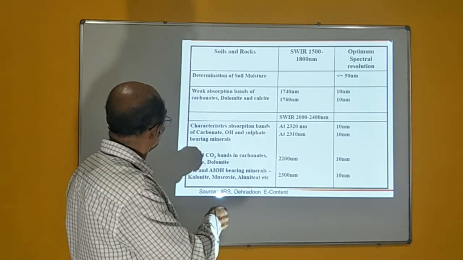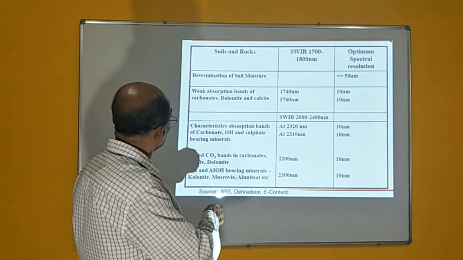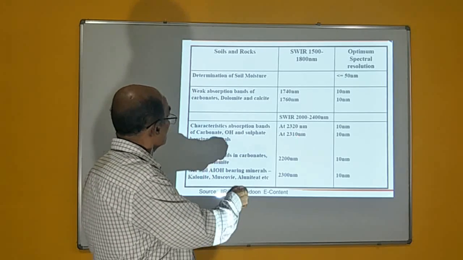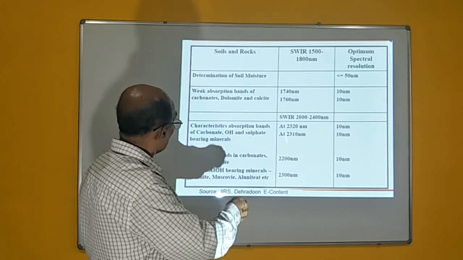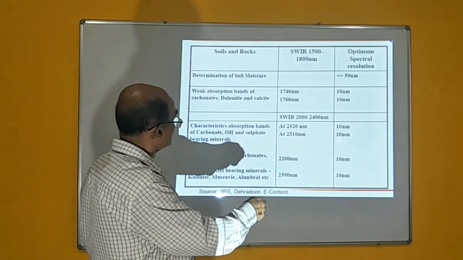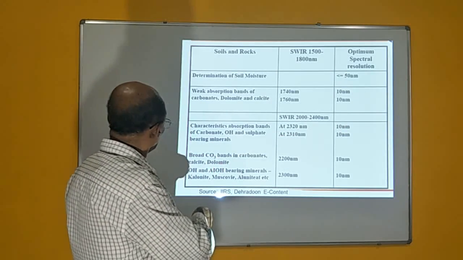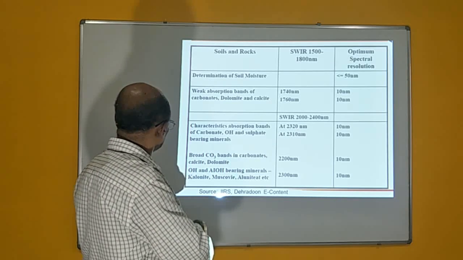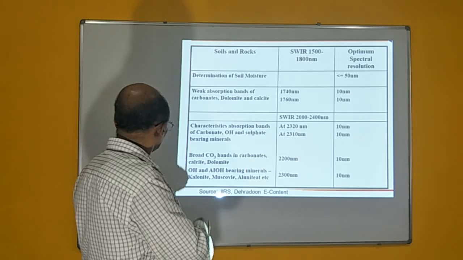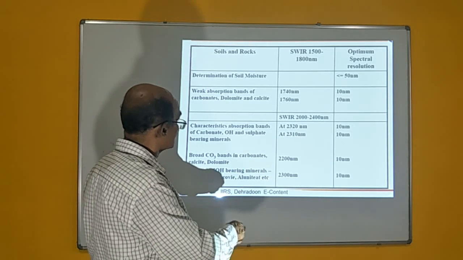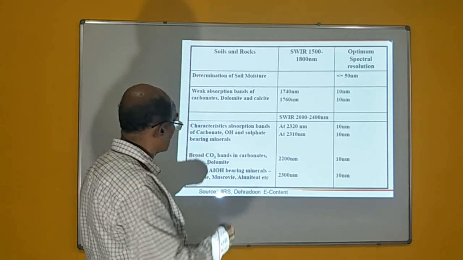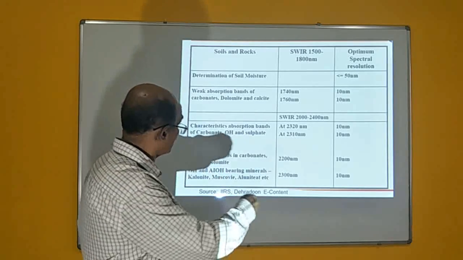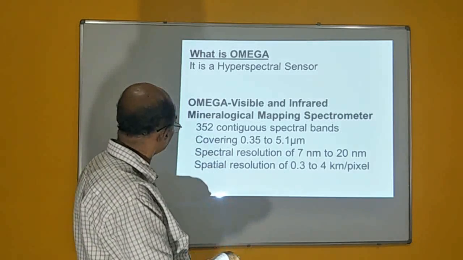So then, characteristic absorption bands of carbonate, OH, and sulfate bearing minerals. See, this is actually the band at wavelength, and this is the bandwidth. Broad CO3 bands in carbonate, calcite, dolomite, OH and Al-OH bearing minerals like kaolinite, muscovite, alunite, etc. Again, these minerals can be differentiated with the help of very, very narrow bands.